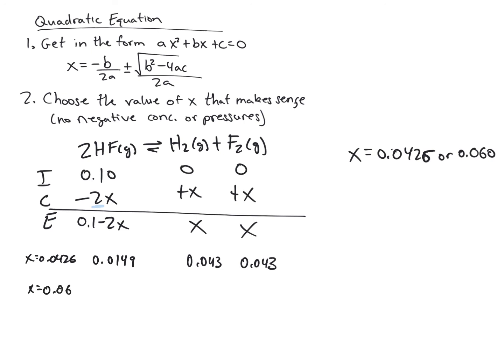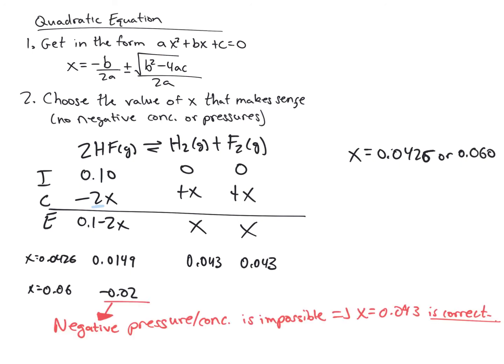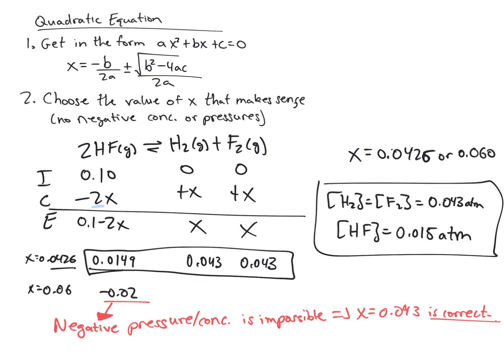And if instead I had x equals 0.06, we're going to get a problem in that very first one. 0.1 minus 2 times 0.06 is negative 0.02, and this is impossible because this is a negative concentration. So our actual value of x is 0.0426, and these are the concentrations of our three substances. If I rewrite those in a nice table, I get this table right here: H2 equals F2 equals 0.043, HF equals 0.015.